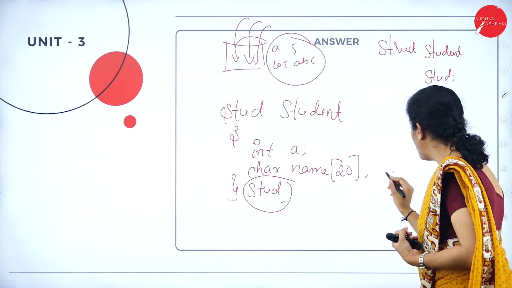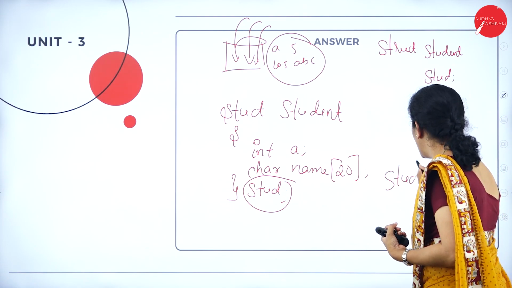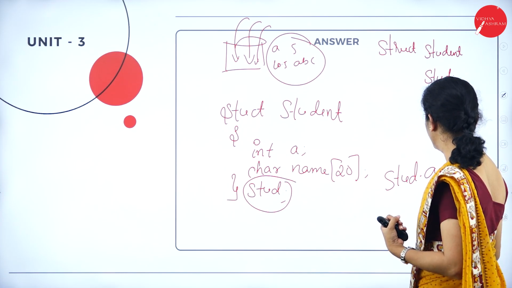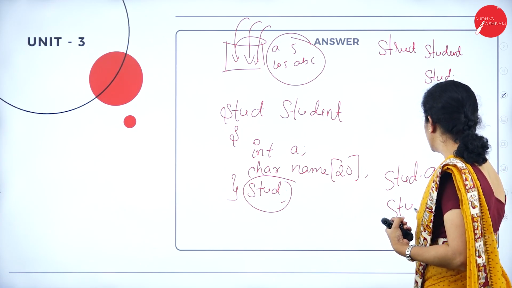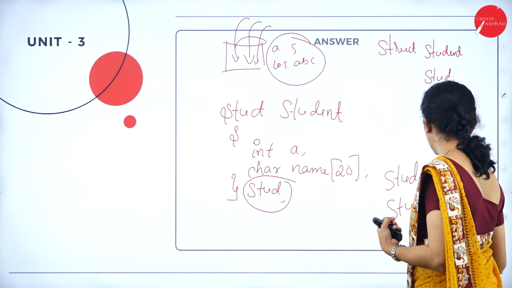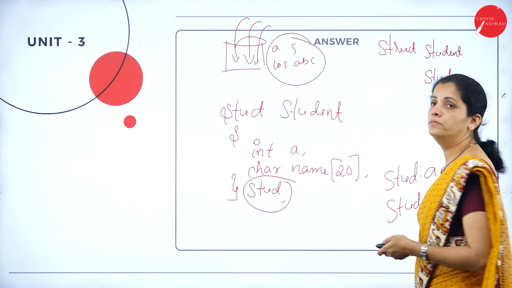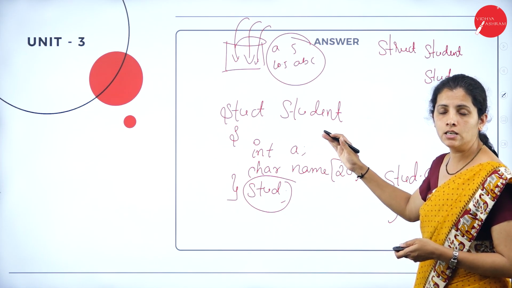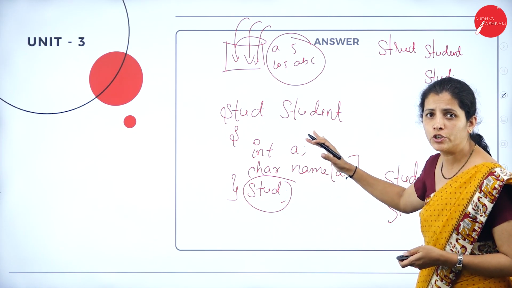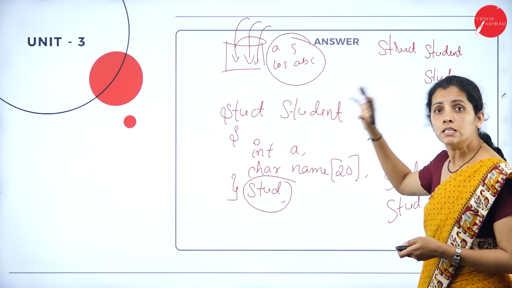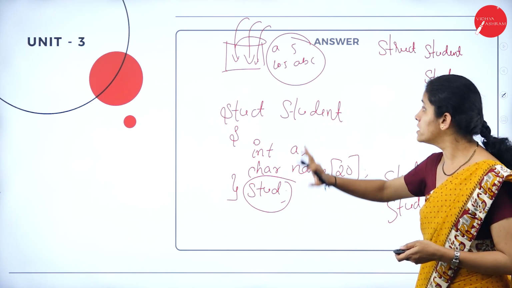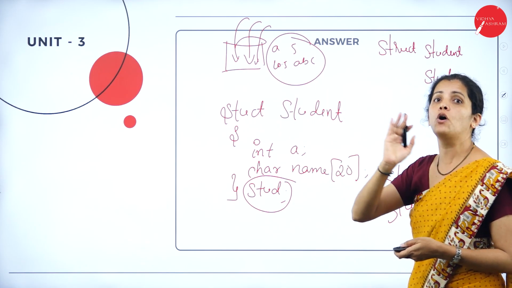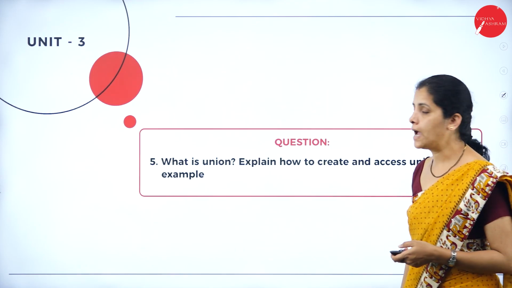Over. Now, how do I access the members of the structure? With the help of the structure variable, with the help of stud, and I use the dot operator: stud dot a, stud dot name. Okay, fine. So, dear student, this question is most expected. So, dear student, study the lab program related to structures. Okay, you can expect either this question or the lab program.